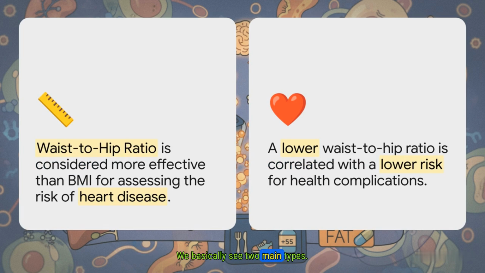What's absolutely crucial is where that fat is being stored. We basically see two main types. First, there's central or android obesity. That's when fat collects around the abdomen. This type carries a much higher metabolic risk. Then you have peripheral or gynoid obesity, where fat is stored more on the hips and thighs. This one's linked to a lower risk. It really is a case of location when it comes to body fat.